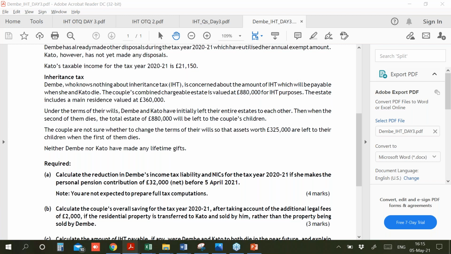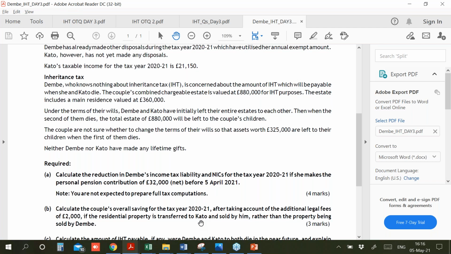Now, the B part deals with the requirement, however, I still have to relate my answer to the scenario when I read it. So: calculate the couple's overall saving for the tax year 2021 after taking account of additional legal fees of 2,000, if the residential property is transferred to K and sold by him rather than the property being sold by Dembe. Okay, I guess this part relates to the CGT, and there's some residential property they're talking about. I have to read the question to see what is happening here.